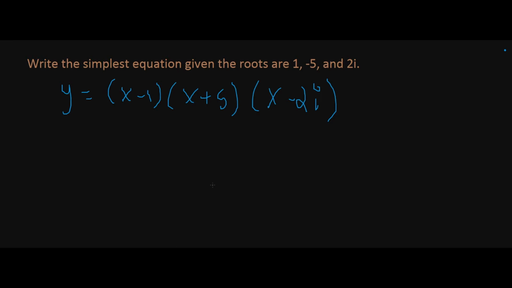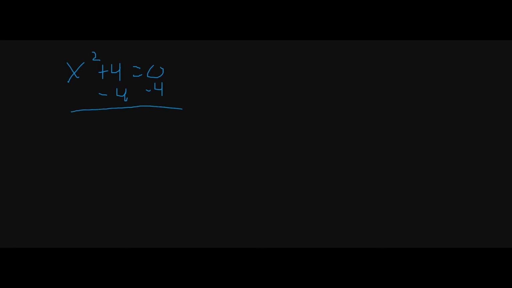In order to show you why we're not done with this problem, we need to first look at this example. Let's say we have x squared plus 4 is equal to 0, and we want to solve this equation. We subtract 4 from both sides and get x squared is equal to -4. We take the square root. When we take the square root, we can't forget a plus or minus. This is so huge.